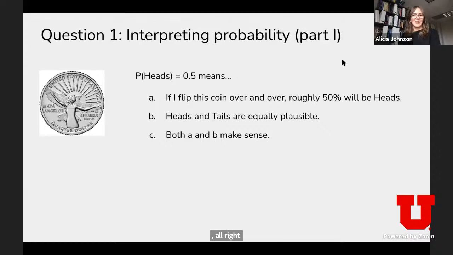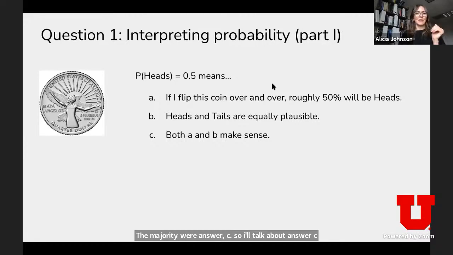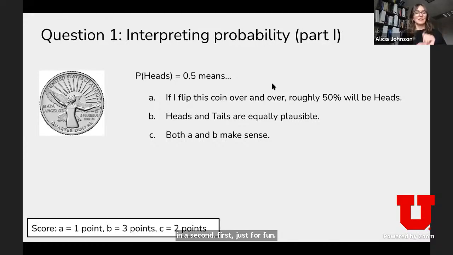All right, so we have 68 responses. The majority were answer C. So I'll talk about answer C in a second. First, just for fun, I want everybody to look at the scores on the bottom and just tally your score in your head or on a piece of paper. And a bigger score is not a better score, it's just a score.